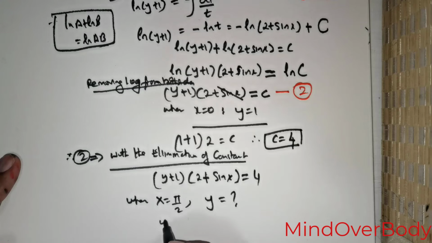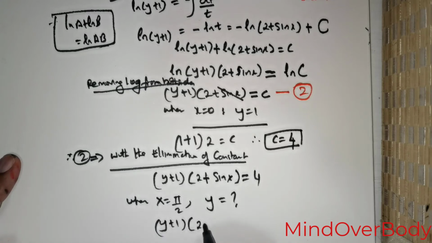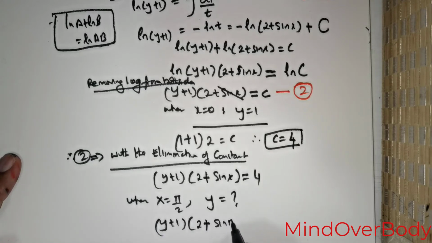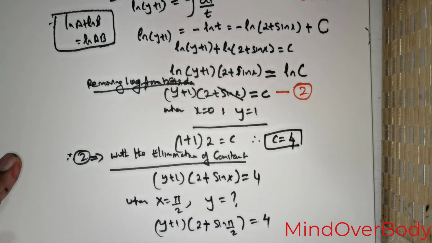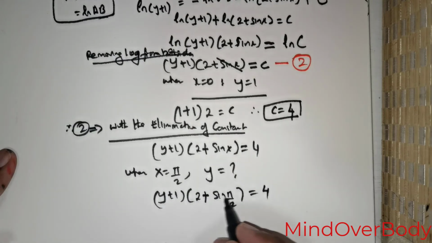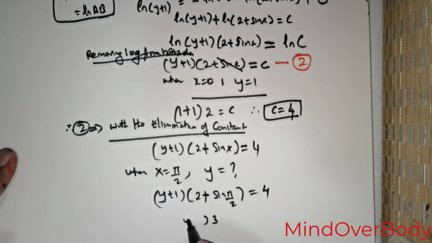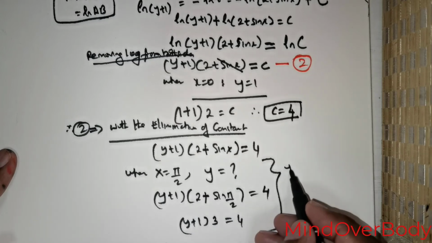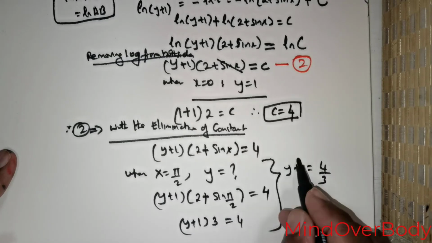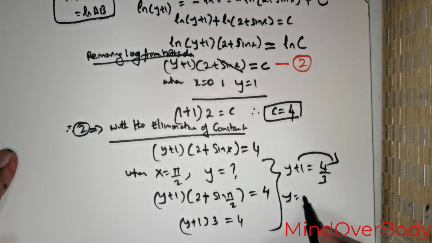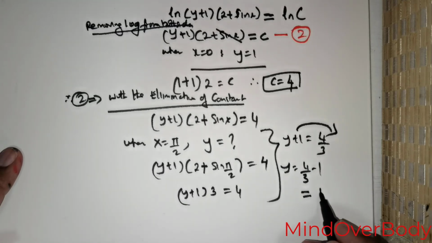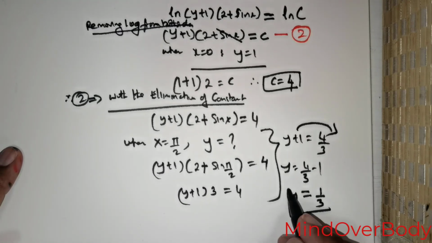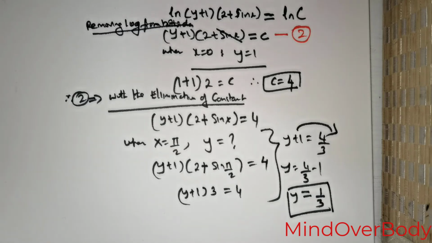So let's do that. So this is going to be (y + 1)(2 + sin(π/2)) = 4. sin(π/2) is 1, so 2 + 1 will give me 3 times (y + 1) is equal to 4. I can push this down, so I get y + 1 is 4/3. I can move the 1 to the other side. I get y is equal to 4/3 − 1, which means y is 1/3. So this is the solution to the question.